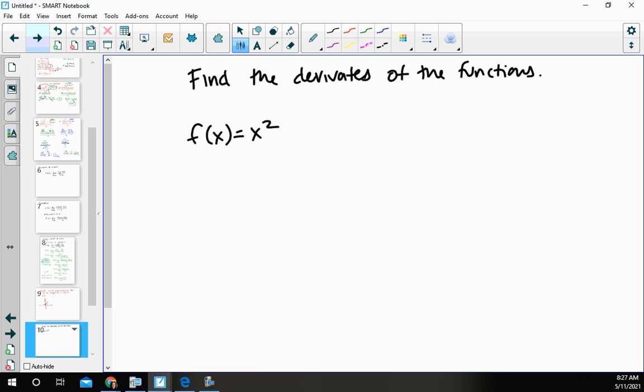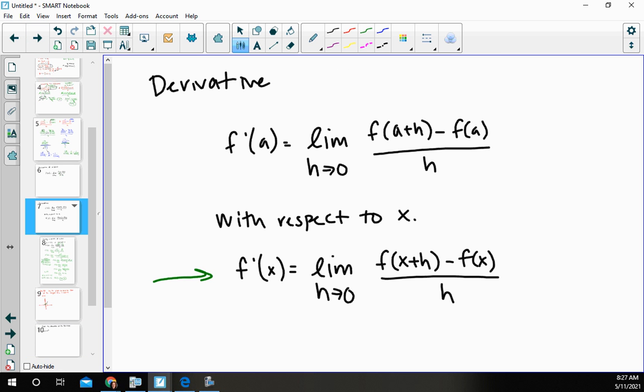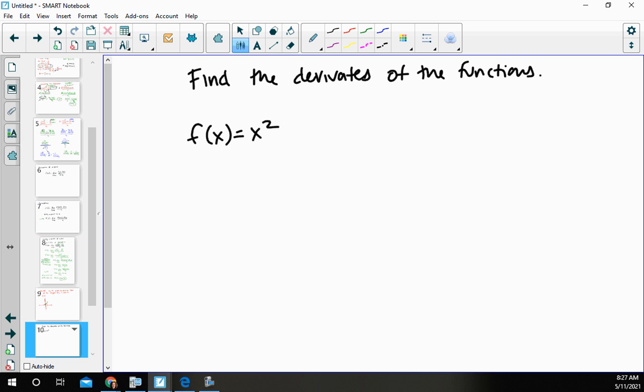All right, find the derivatives of the function. So f of x is equal to x squared. I'm going to go back to this equation. We're using our general derivative equation, so I'm going to go ahead and write that down again.